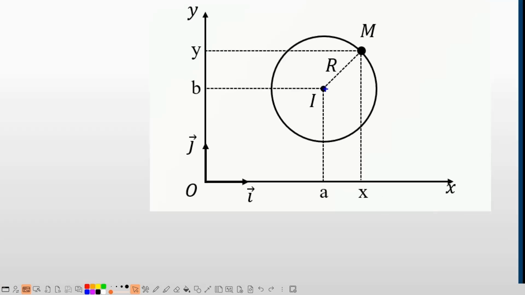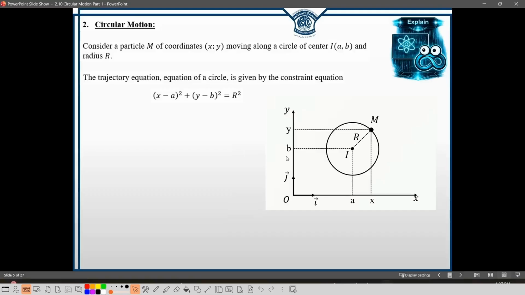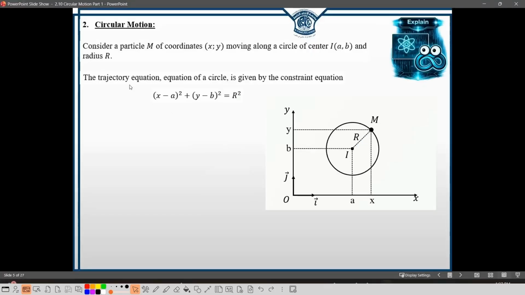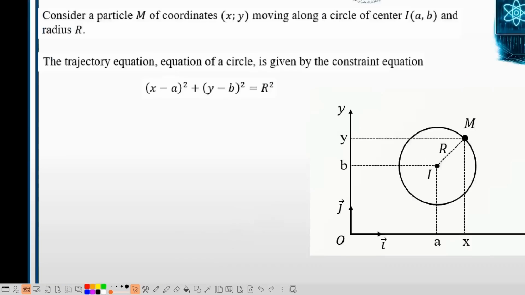So also here we have new coordinates for a different point. This point is the center of the circle. The x component of this point is a, and the y component is b. Now we know that any circle is characterized by a constant, the radius r, which is the distance from the center to the circumference. The trajectory equation, or equation of a circle, is given by the constraint equation. Any motion with a circular path can be described via this equation.